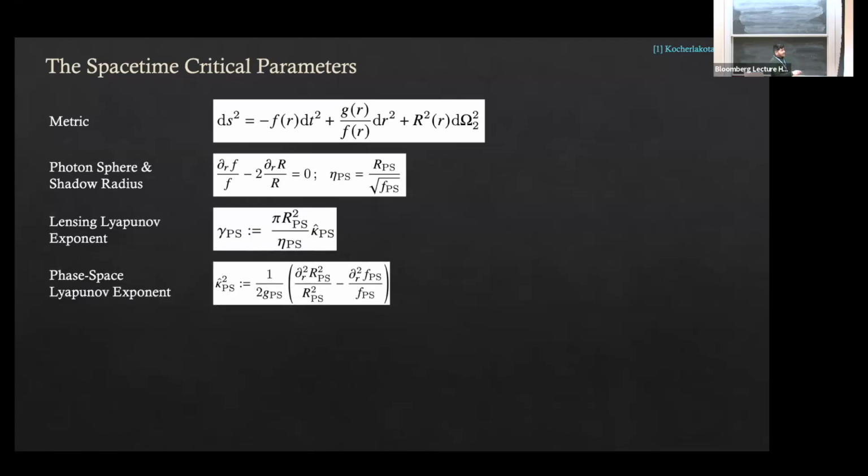Now it turns out that this Lensing-Lyapunov exponent that I introduced, you can write it in terms of this other exponent I will talk about in a second. And it depends in general on all three metric functions, as you can see here. It depends also on this g.